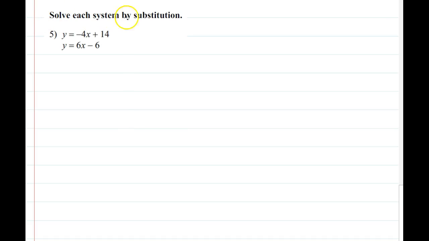Alright, so the directions say solve by substitution. You could solve it other ways if you really wanted to, but I'm going to use substitution because they both have y equals. And so it's kind of easy just to replace the y's. And so that would look like negative 4x plus 14. So now instead of writing y, I'm going to plug in what y equals, which is 6x minus 6. And so now we just solve this equation. Add 4x to both sides.